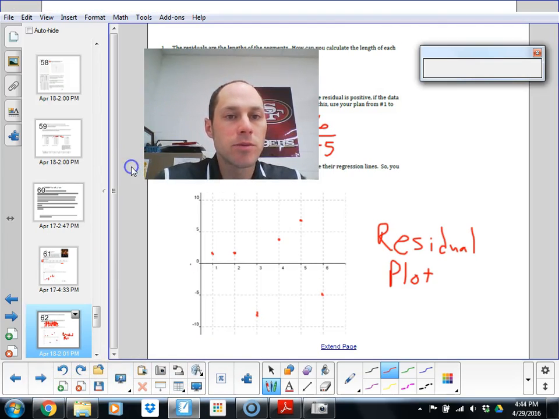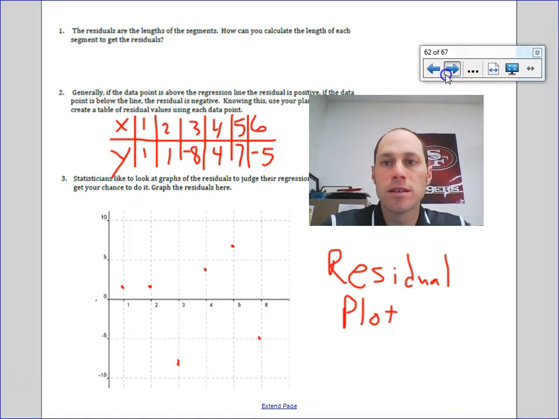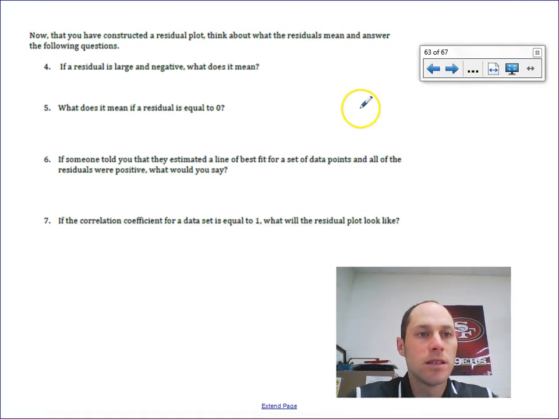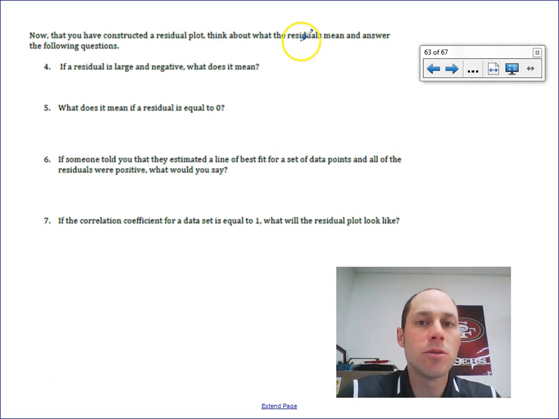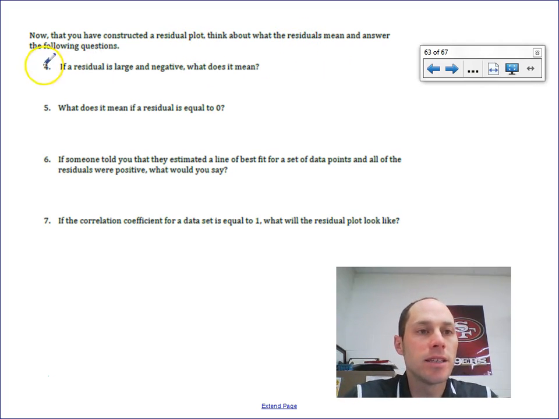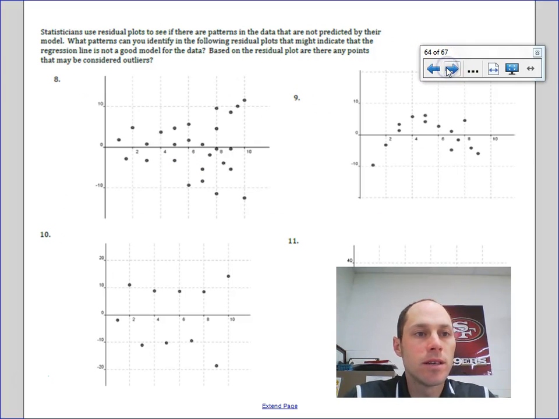So now we've got some questions we'd like to consider. Now that we've constructed that residual plot, let's think about what they mean and let's answer these questions. So take the time to read through 4 through 7 and answer those questions. And then you're going to take a look at these graphs, 8 through 11.